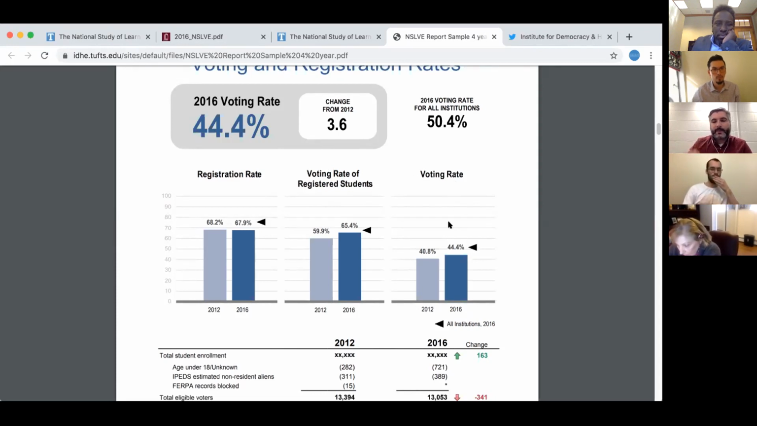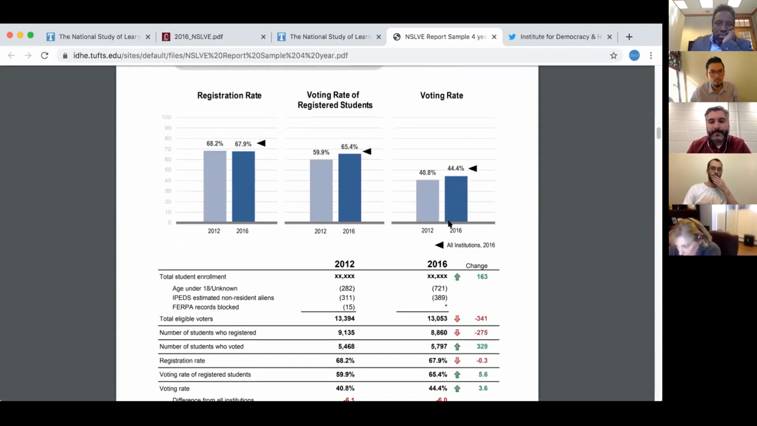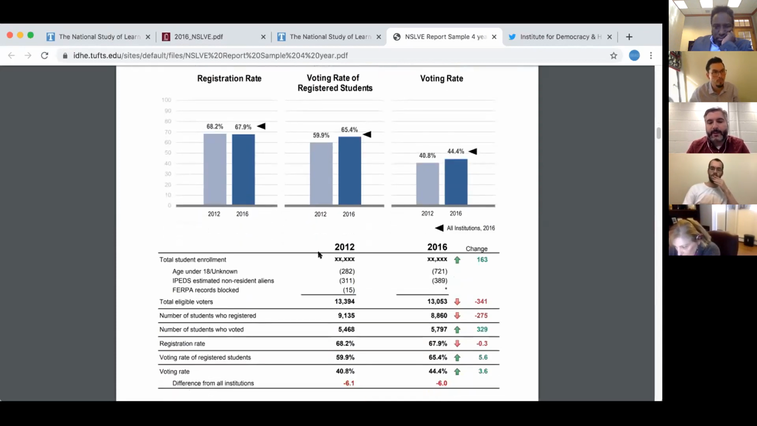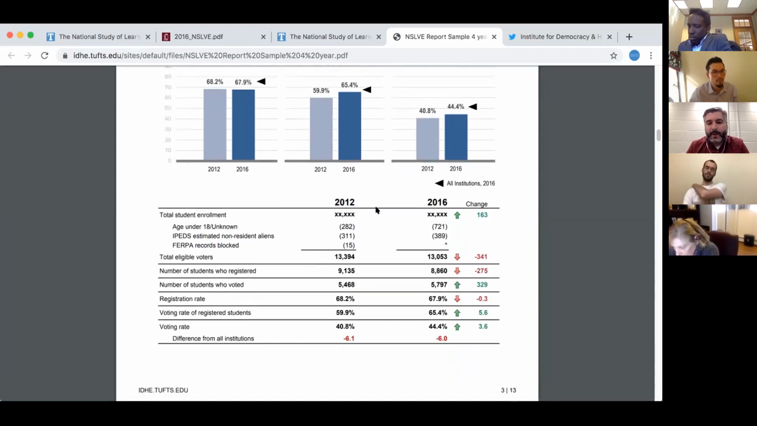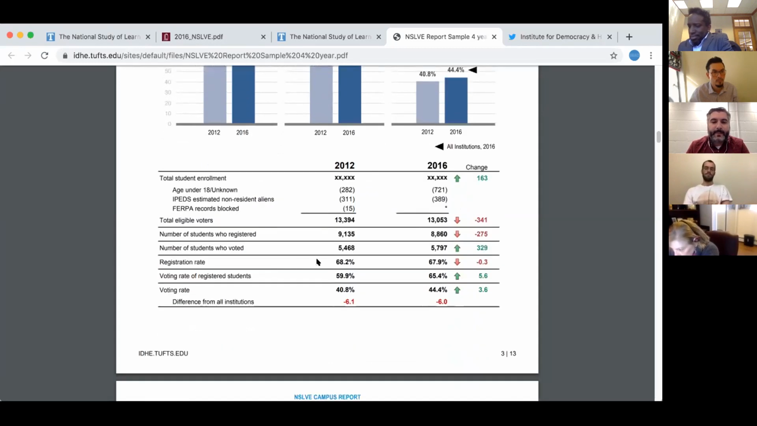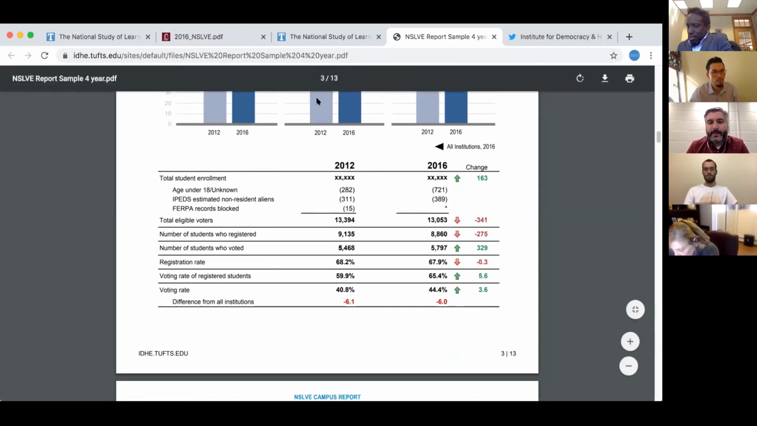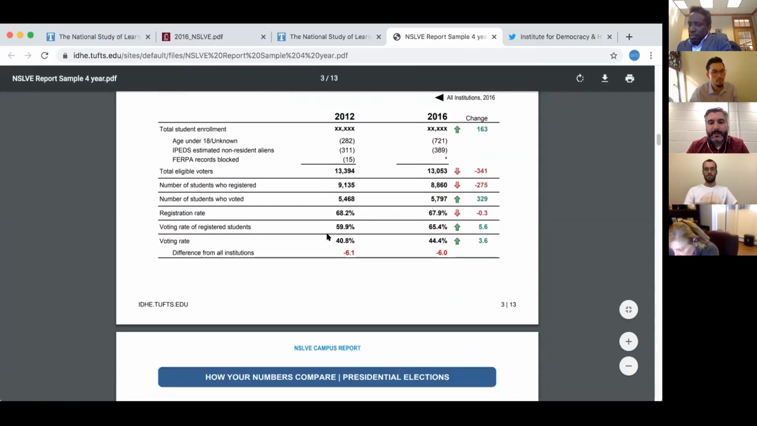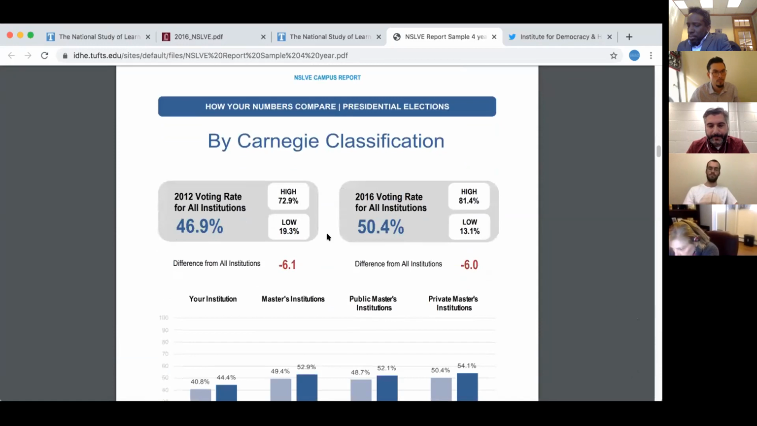So out of all students, how many actually voted. At the bottom of all these pages, you'll also find some raw numbers. This gives you how many students were enrolled, some of our adjustments that we make, and, like I said, the raw numbers. Up top you see percentages, and down here you can see how many students that actually equates to.